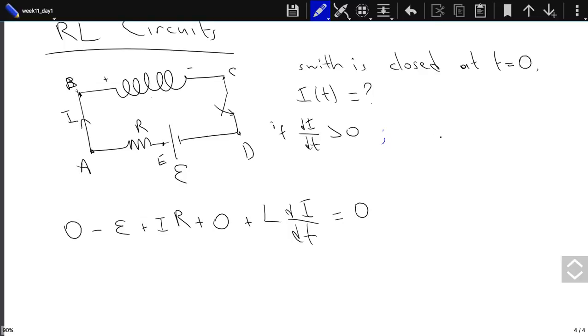Now let's do the other case. If di by dt is less than 0, the current is dropping. Then the inductor will try to push the current in the positive direction. Well, that means this point will be higher potential, this will be lower potential. If you just consider a battery, this will be similar to the positive terminal of the battery, this will be similar to the negative terminal of the battery. But that means the potential drop should be negative as you go from B to C. But that also means L di by dt is already negative because di by dt is negative. So there is a plus sign. Whether di by dt is increasing or decreasing, the sign over here is plus.